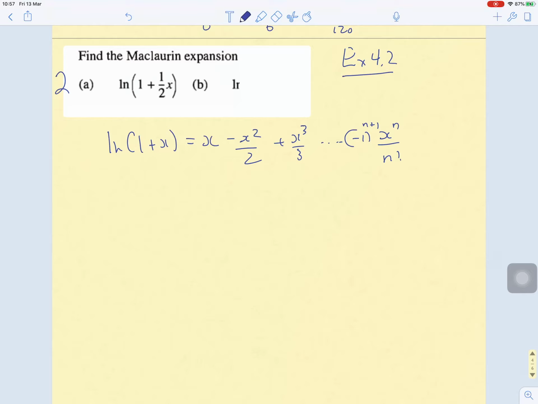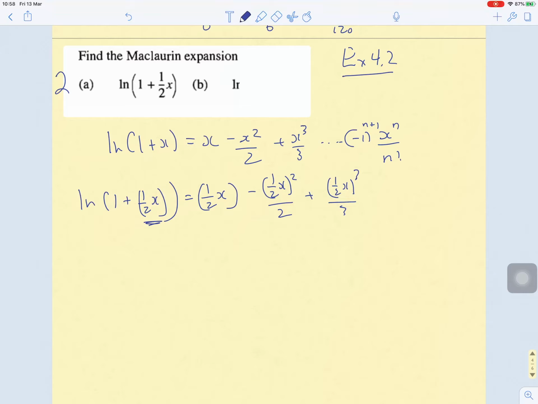Okay, so if you want to do that now for the ln of 1 plus 1/2 x, you just have to think of this as the x, 1/2 x, and substitute 1/2 x every time you see x in the Maclaurin series expansion from the formula sheet. So that gives us 1/2 x here all squared over 2 plus 1/2 x all cubed over 3, and then, not sure what the answers look like. In an exam, they would have to let you know if they wanted the general term or not.